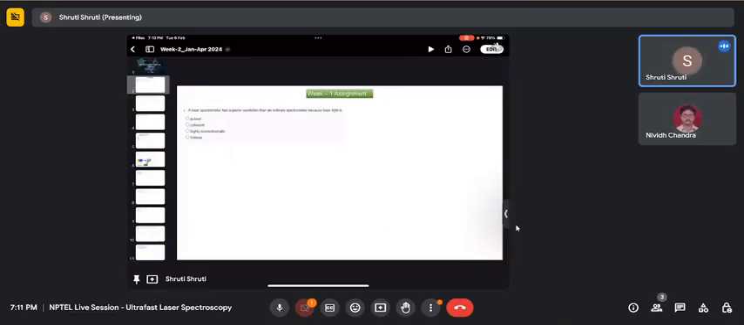Okay, so the first question is about the superiority of a laser spectrometer over any other light source. Why is it that a laser spectrometer is so much more useful than an ordinary light source? We discussed last week that lasers are monochromatic, directional, and coherent. First of all, not all lasers are pulsed, so the first option is wrong.